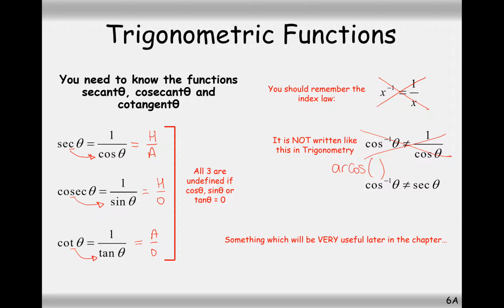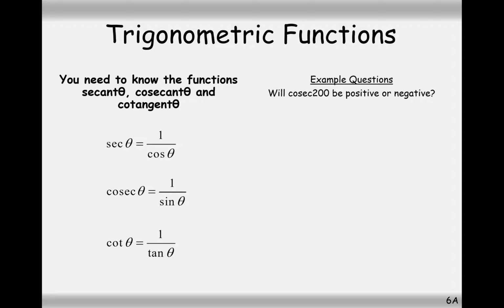Something which is very useful later on in this chapter as well: if we consider tan theta equals sine over cos, then what does cot equal? Well, it's 1 over tan theta, so you can flip this fraction upside down. So cot theta is always equal to cos over sine.